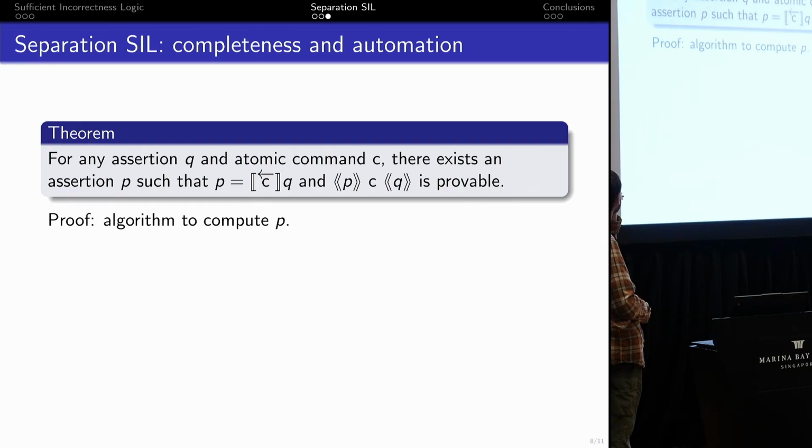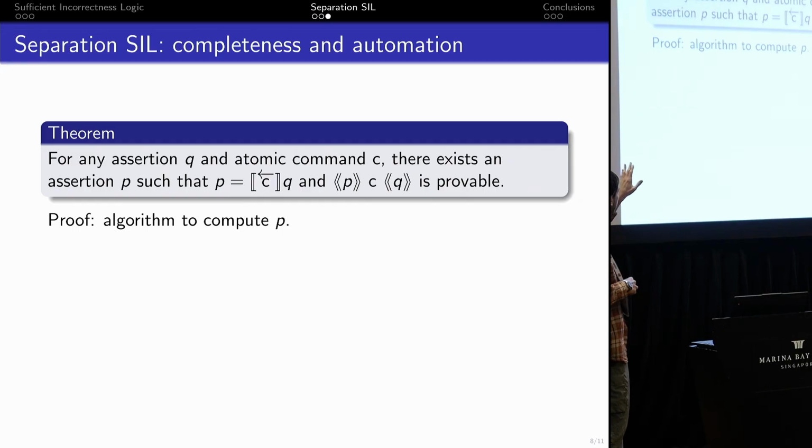One very important thing that I forgot to mention is that P and Q in separation SIL are assertions. So they are syntactic objects in a certain language, something that you can manipulate programmatically. And the theorem says that for any syntactic assertion Q and any atomic command C, atomic commands are basic statements such as assignments, dereferences, allocation, and so on, then there is another syntactic assertion P that is exactly the backward semantics, so let's say the strongest SIL precondition for this assertion Q.